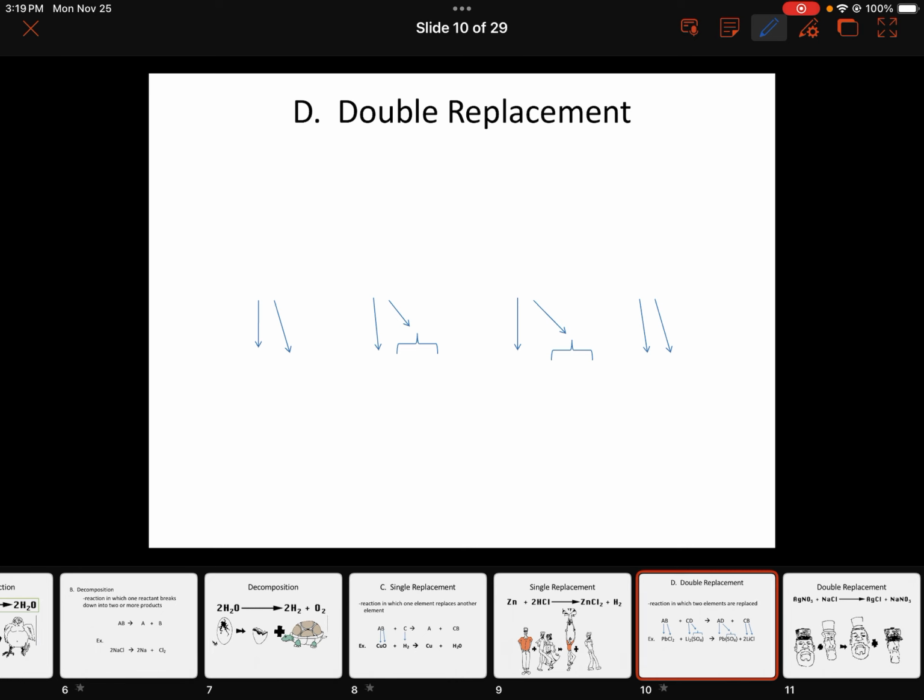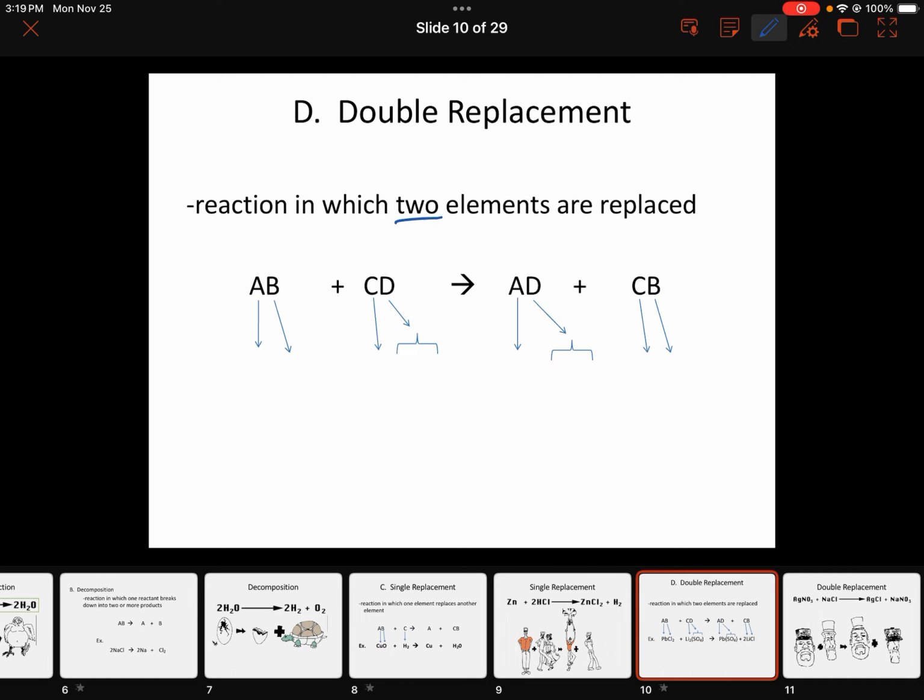Number 4, double replacement. Double meaning two, and there it is, two elements get replaced. And so notice here what we've added. Notice that A and B are combined, C and D are combined. And what happens with this one? Let's see here, the B comes over, knocks out the D, D comes over, knocks out the B, and so now notice it's A and D together, C and B are together. So two things get replaced in this type of reaction.